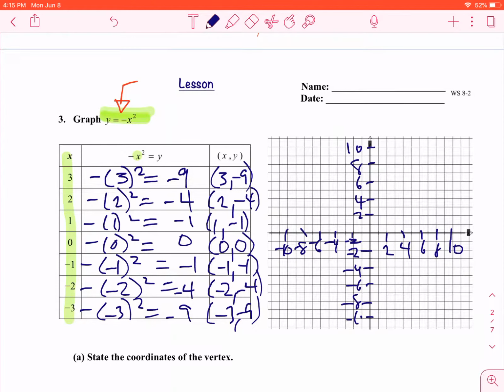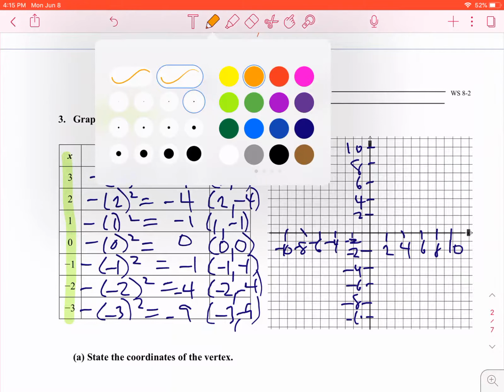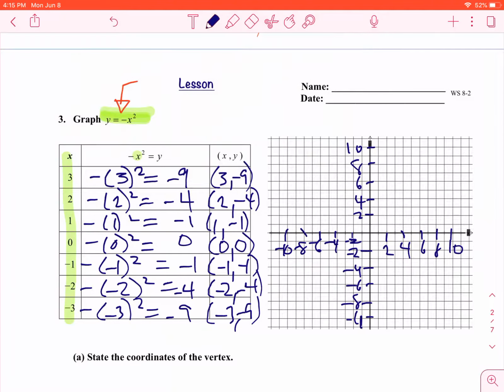Okay, so here we go. We're going to plot these values and see what happens. So positive 3, but negative 9. Positive 3, negative 9 would be right here. Okay, that's that first point. Positive 2, negative 4. That's the second point. Then (1, -1), (0, 0), (-1, -1), (-2, -4), (-3, -9).